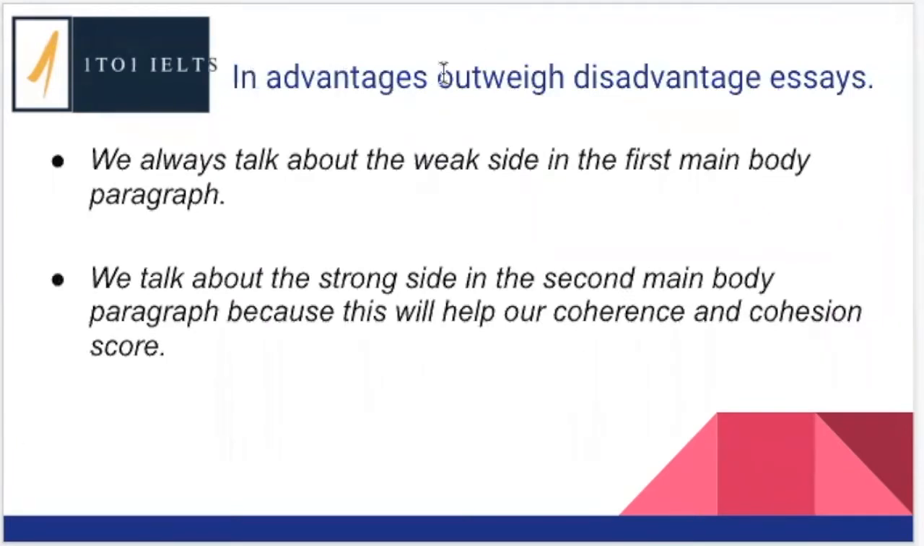Remember, when we deal with this type of question, we always put the weak side in the first main body paragraph. So whichever one has the least. So in this case, I think we decided that advantages was the weak side. So we're going to talk about advantages first. And then there's a second body paragraph. We're going to talk about the strong side, so we'll talk about the disadvantages.